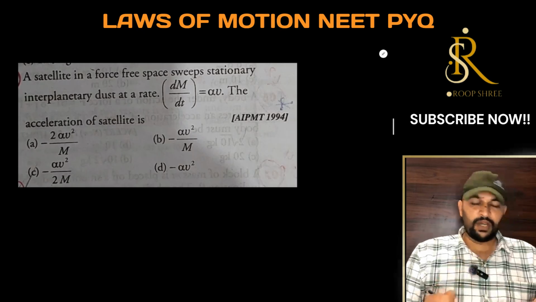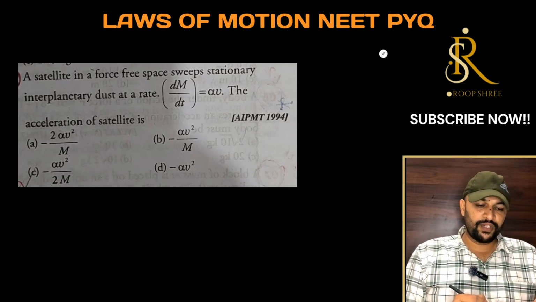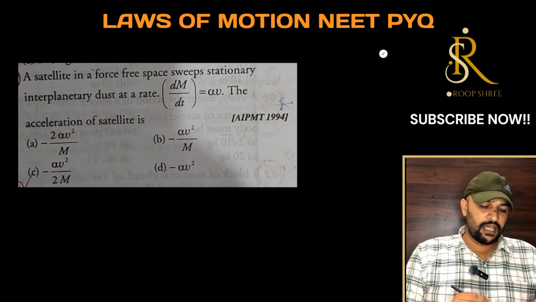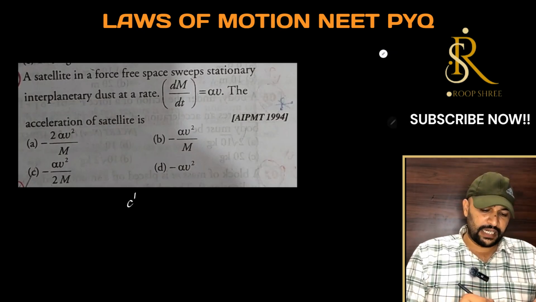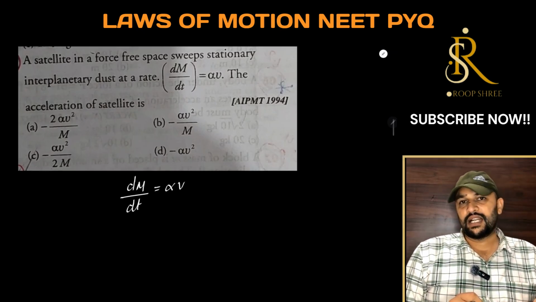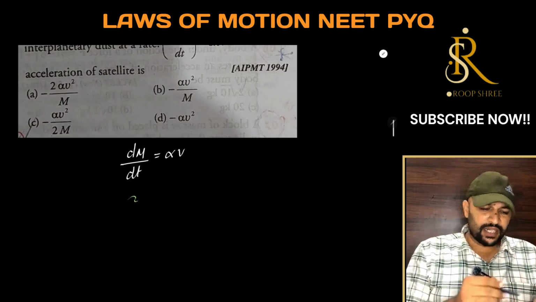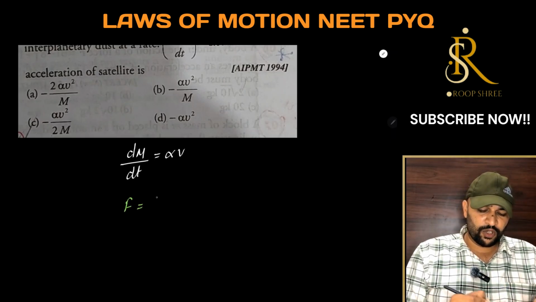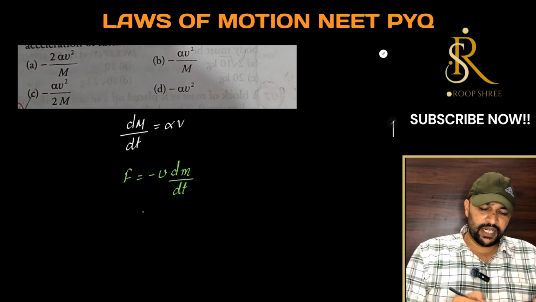Okay, beautiful problem. Our next problem says, a satellite in a force-free space sweeps stationary interplanetary dust at a rate of dm by dt. The value of dm by dt is given how much? Alpha into v. Great. The acceleration of the satellite we have to find, right? So we already know the satellite is moving because of the same concept, F equals to minus v dm by dt over here. And what is the dm by dt? Dm by dt is already given here as alpha v. So let's substitute. It will be minus alpha v square.